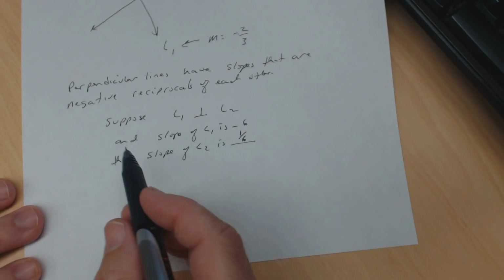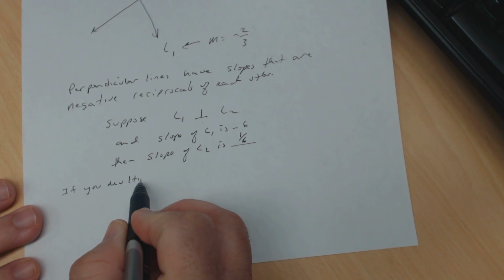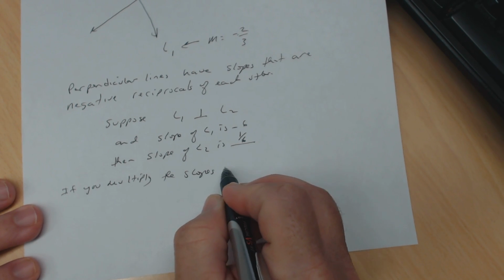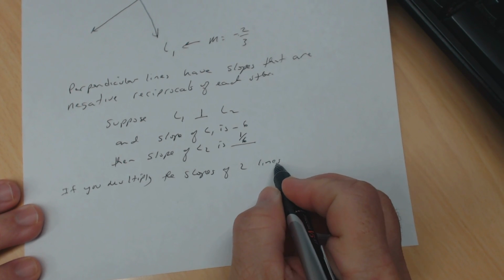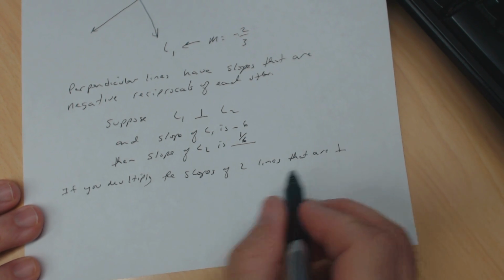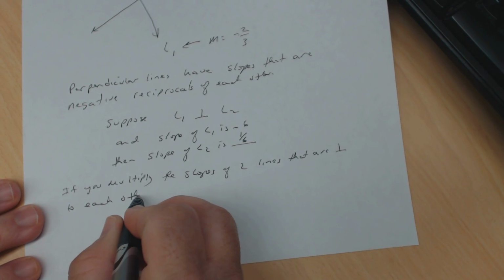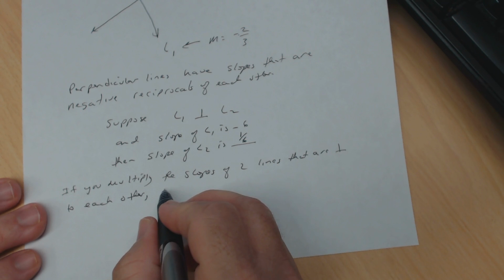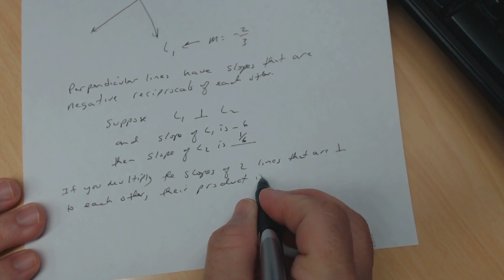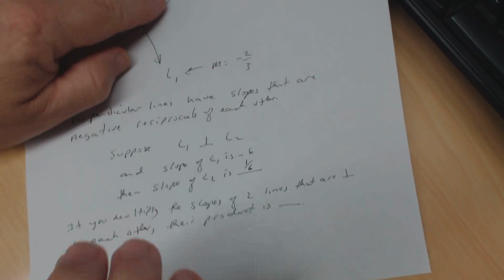All right, now if you multiply the slopes of two lines that are perpendicular to each other, their product is blank. All right, so let's go back to this one here.